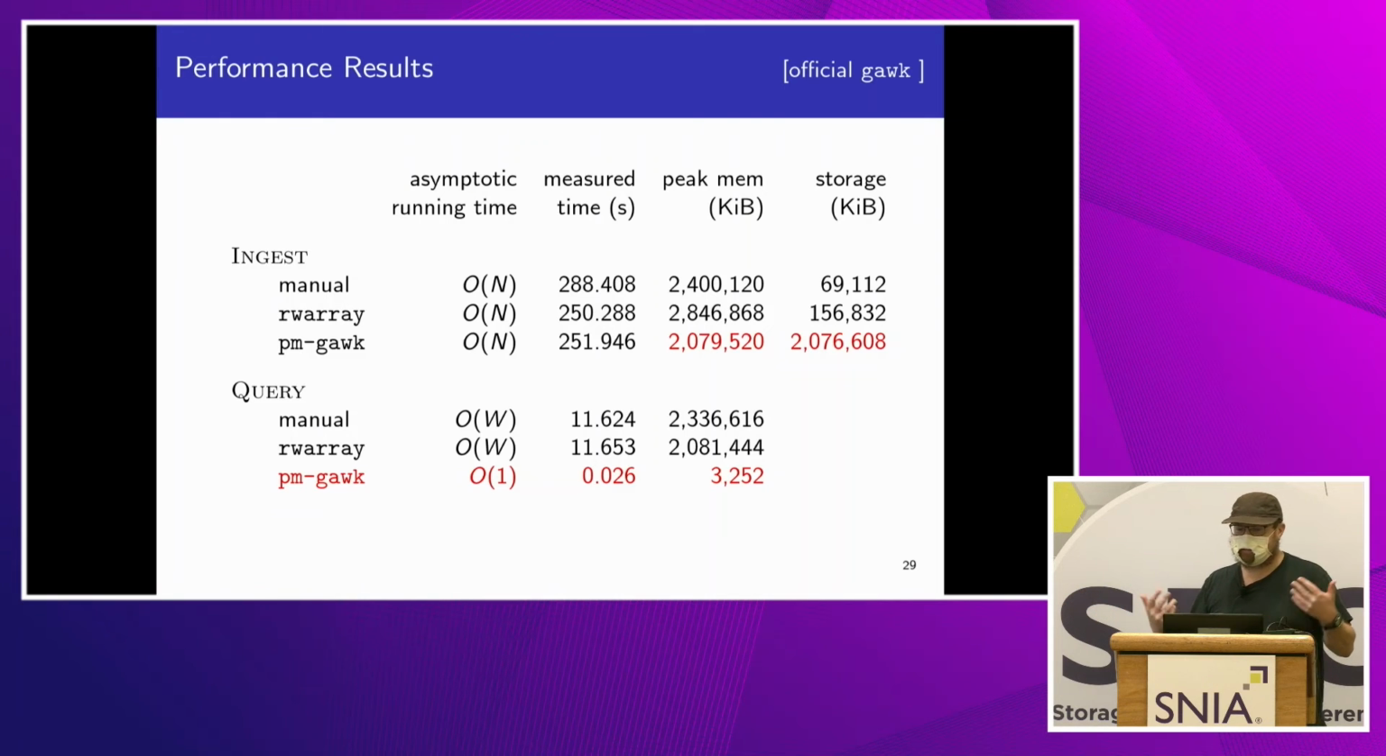Persistent memory gawk does not load the entire associative array into memory merely to access one entry. It accesses the one entry needed to serve the query and nothing more. That's why it serves queries two orders of magnitude faster, roughly 25 milliseconds compared to 11 seconds. That's also why its query time memory footprint is so much smaller, under 4 megabytes compared to 2 gigabytes for the other approaches. Queries take order one time in memory with persistent memory gawk.